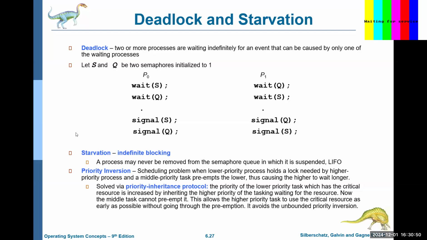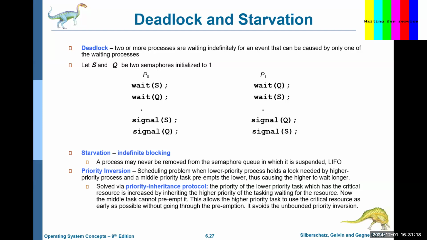Deadlock and starvation. We're just mentioning deadlock here briefly. We're going to have a whole chapter on it. But deadlock is when two or more processes are waiting indefinitely for an event that can be caused only by one of the waiting processes. For example, notice that it says wait on S and wait on Q. I'm not going to proceed until I get two semaphores. We can have a situation where I need two locks. To launch the nuclear missiles, you need two keys.